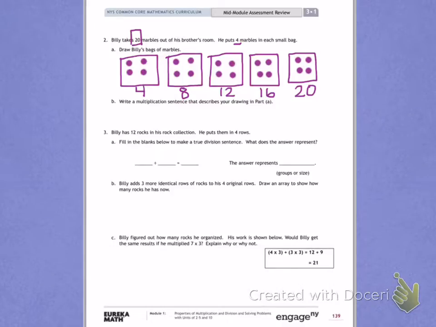Part B. Write a multiplication sentence that describes your drawing. You're going to do this on your own, remembering that we have to write groups times the size, which equals the total.